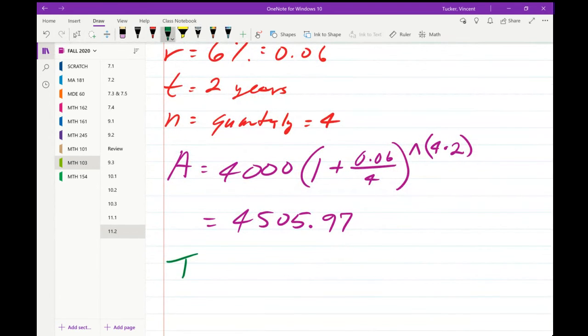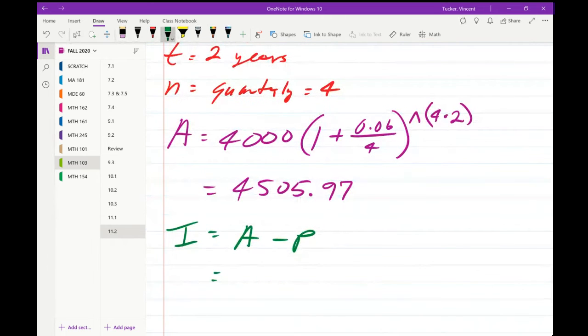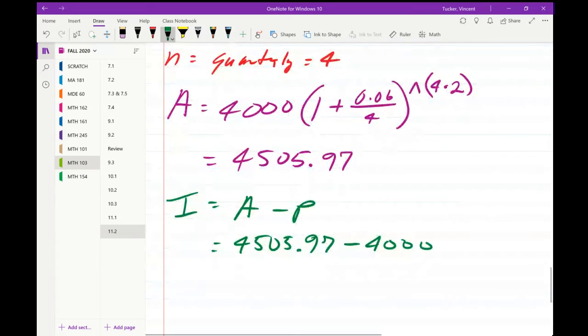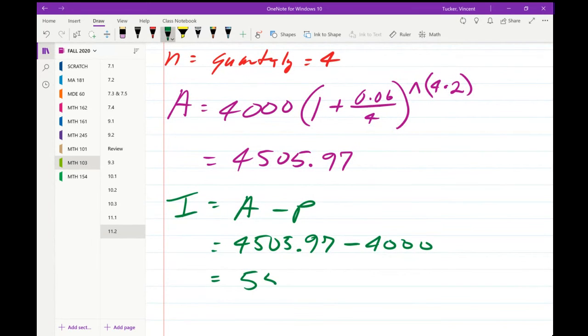All right. And we talked about this last class. To calculate your interest is A minus P. Take your future value, which is 4,505 dollars and 97 cents, minus our principal, which was $4,000. And that lets us know how much interest was earned, which was 505 dollars and 97 cents.